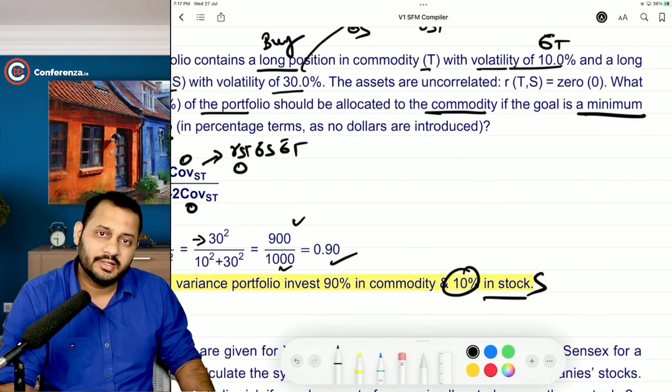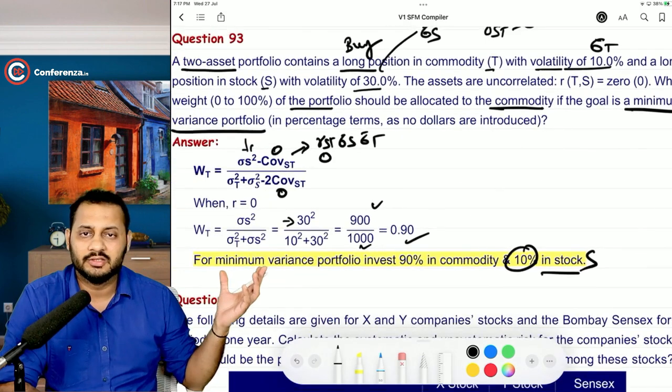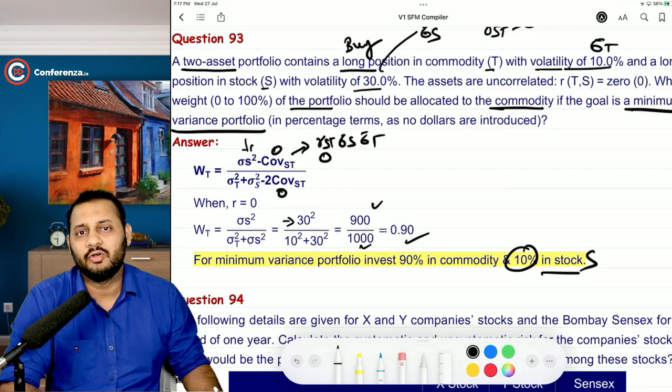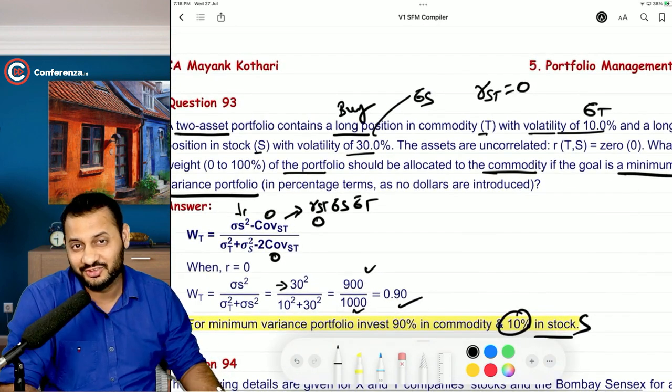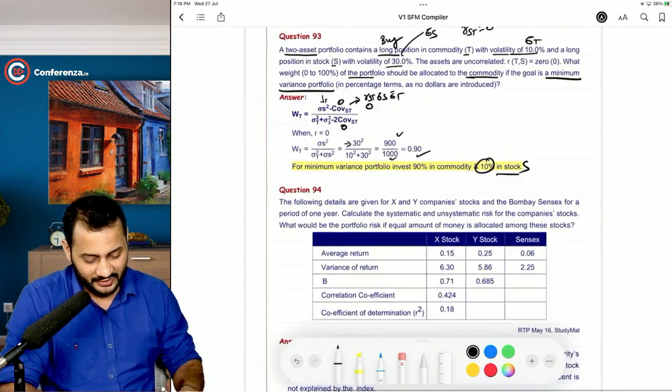Commodity T, stock S, that's it. This is the minimum variance. You can try calculating it on the Excel sheet and you will get the same data. But make sure you keep a correlation coefficient of 0 in that. Okay, so that was it.